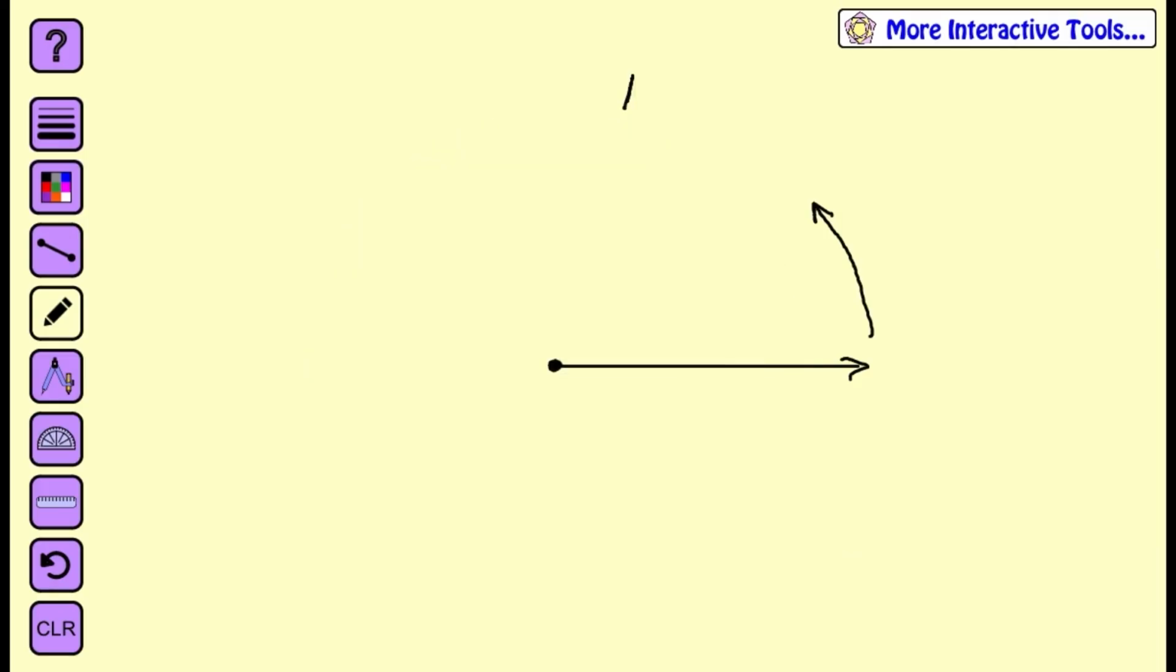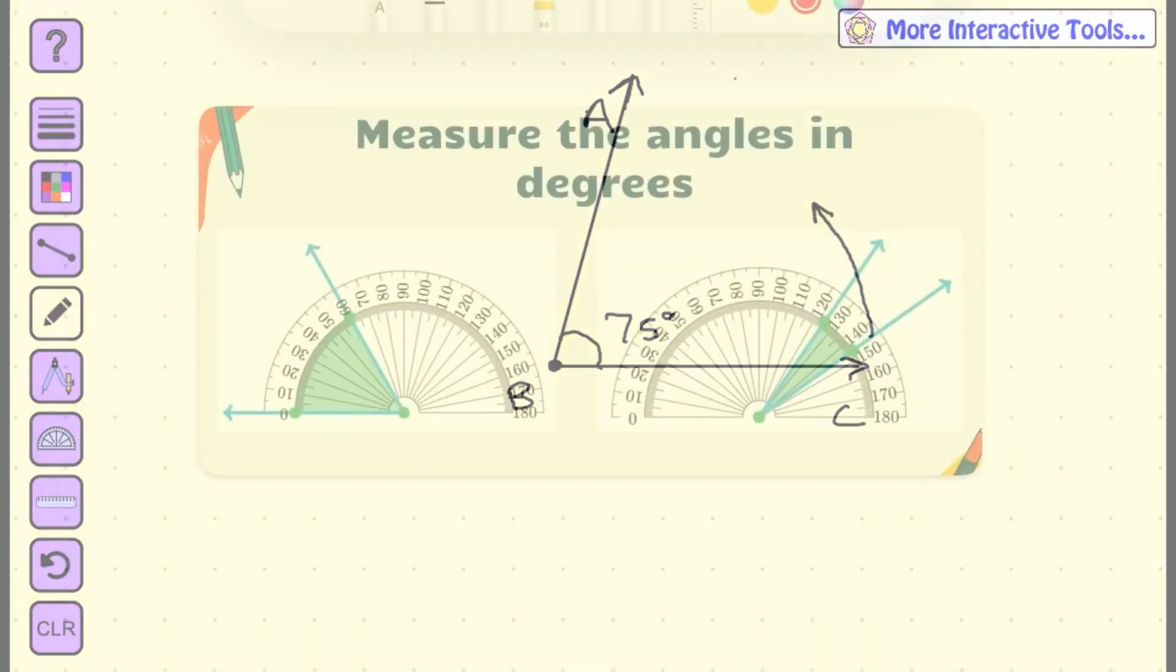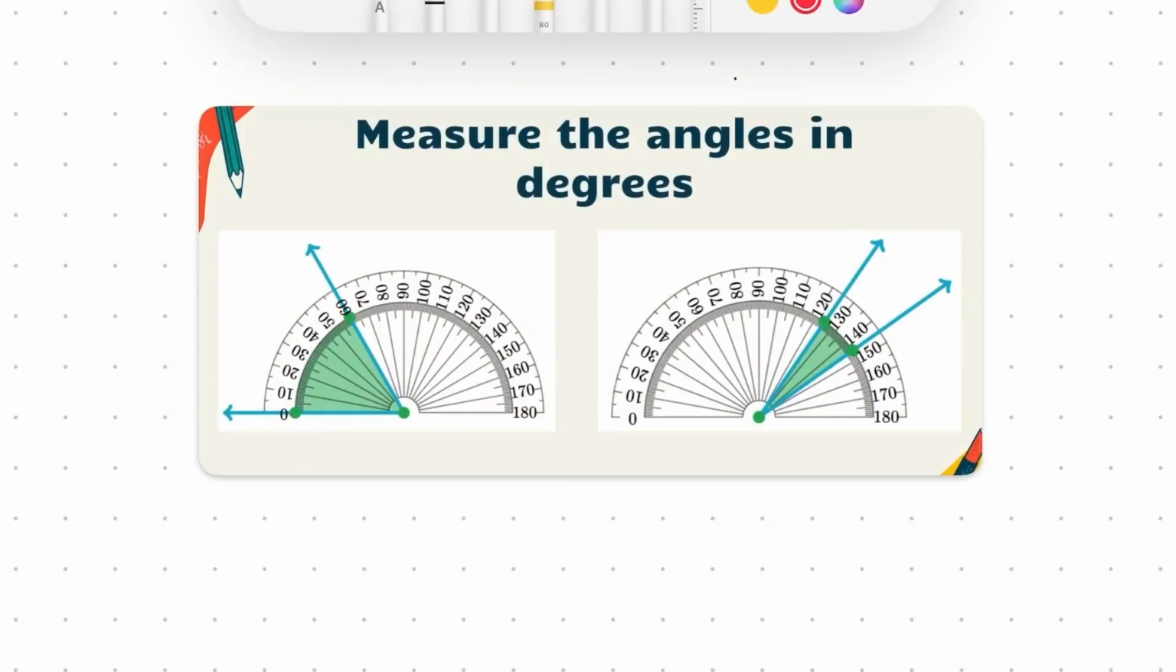Now, I can get rid of my protractor and connect the vertex to that line that I just drew. By doing that, my angle looks something like this. And once again, I can add arrows to indicate that it is a ray. So this is once again a 75-degree angle. And if we wanted to name it, we could say that it is A, B, C.